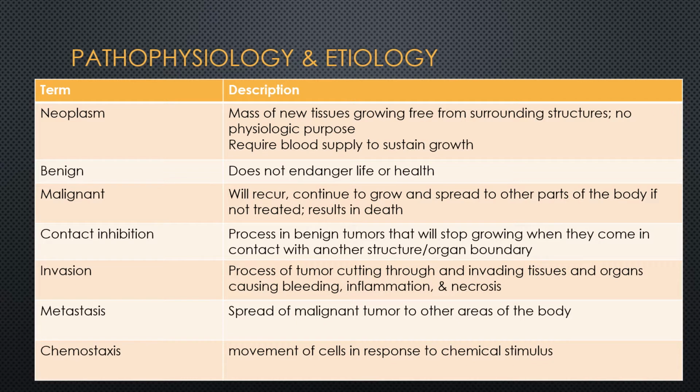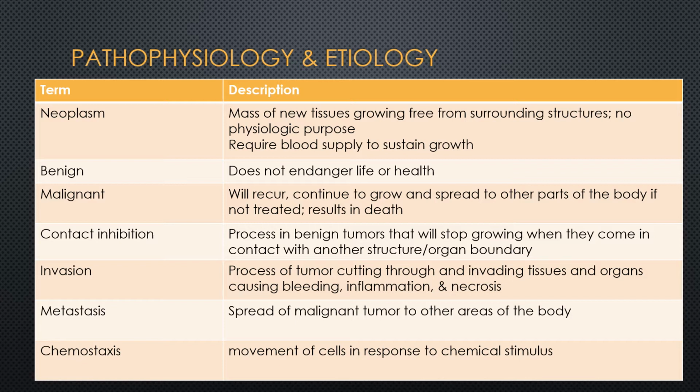So I'm going to start with a few terms for you. Neoplasm is a mass of new tissues that is growing free from surrounding structures and has no physiologic purpose. It does require a blood supply to sustain growth. When we're looking at neoplasms or cancers, are they benign or are they malignant? Benign means it does not endanger life or health, and malignant, it will recur, continue to grow, and spread to other parts of the body if not treated, and it results in death.